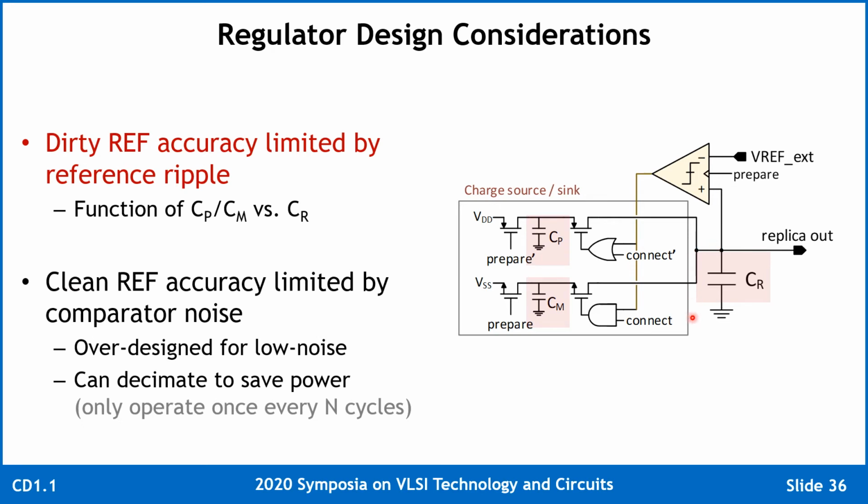However, due to practical limitations on the size that we can make the reservoir capacitor, in the dirty reference, which sources most of the charge, the reference ripple is the fundamental limitation on accuracy. However, this is not the case for the clean references where very little charge is pulled by the load and the reference ripple is extremely small. Instead, the fundamental limiter on accuracy is comparator noise, since the comparator noise can still cause incorrect feedback decisions. In our design, we over-design the comparator for low noise operation and then include an option to decimate the comparator in order to save power, only operating the regulator loop once every n cycles.